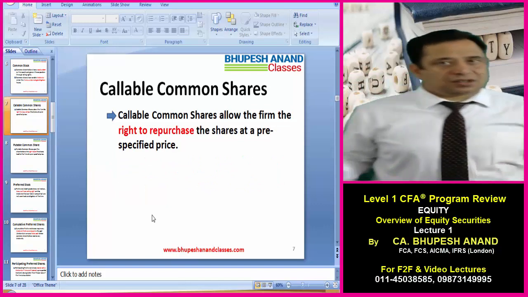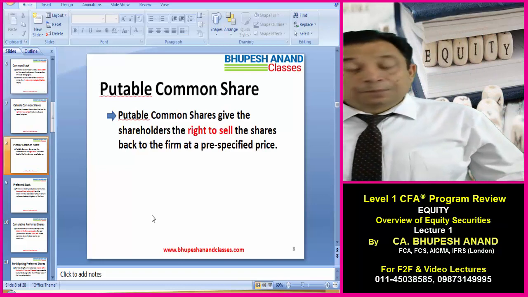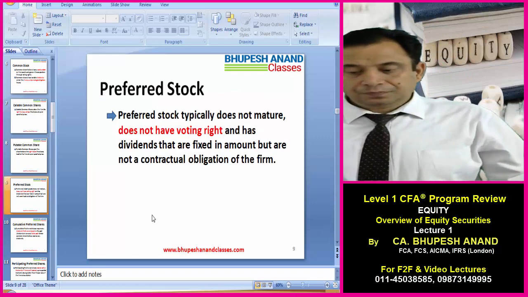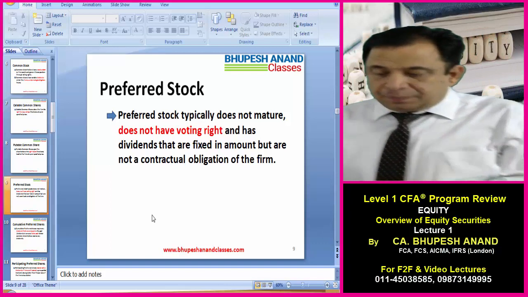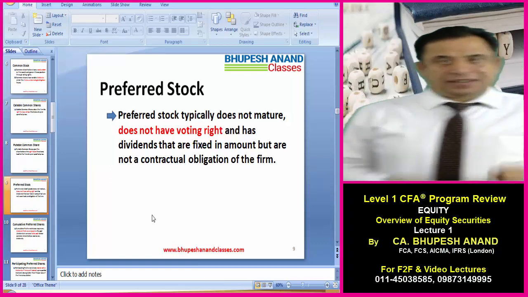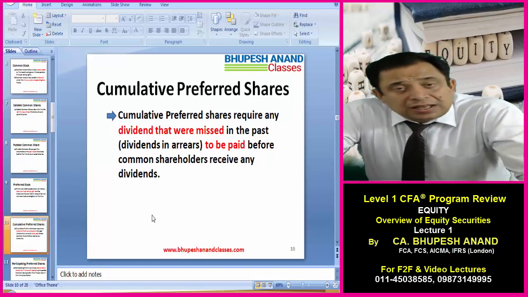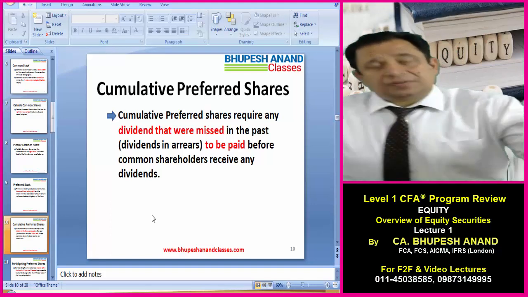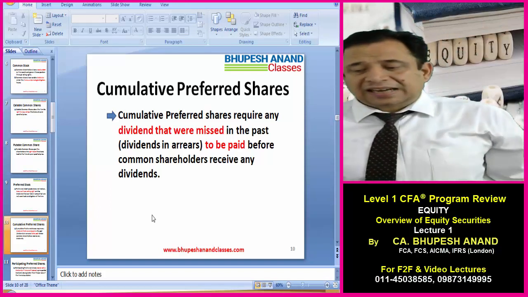Callable common shares, I have just told you the meaning, are those in which the company has a right to call back the shares. Putable common shares give the shareholder the right to sell them. Preferred stock does not have voting rights, but has a right to a fixed amount of dividend. Cumulative preferred stock: in case of losses, that dividend will be cumulative and paid in the years of profit. That means in profit years, all the dividends not paid in the last loss years will be paid. That is named cumulative.